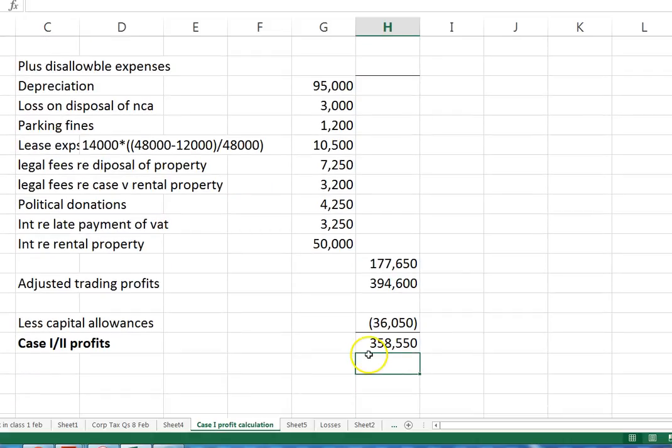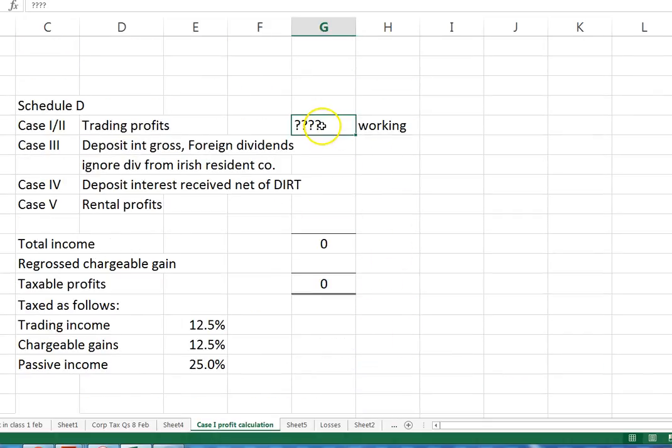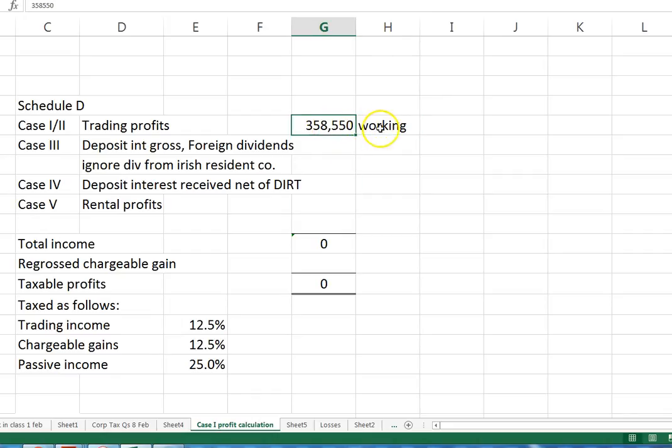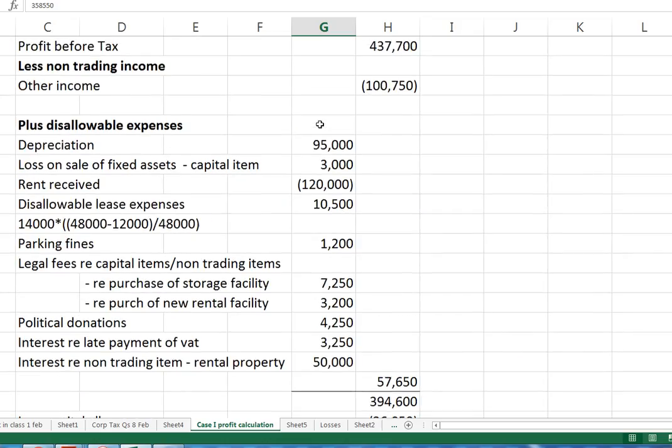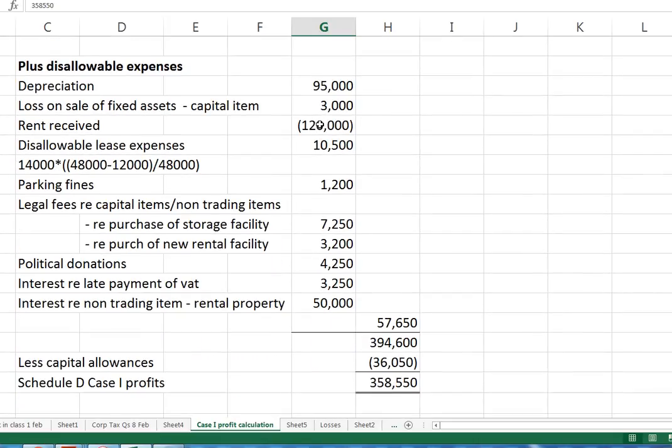And from here, and I'm going to finish up here, we come back to our trading profits and we say our trading profits are 358,550. There was no deposit interest. There were rental profits, so we'll have a working to do for that because they received rent of 120 and then they had some expenses, so we'll have to do that. But to finish that we might do in class. But it's the working out of this which is the new bit, the trickiest bit. So I hope that was useful. There's the calculation again. And we'll be going over it in class anyway.